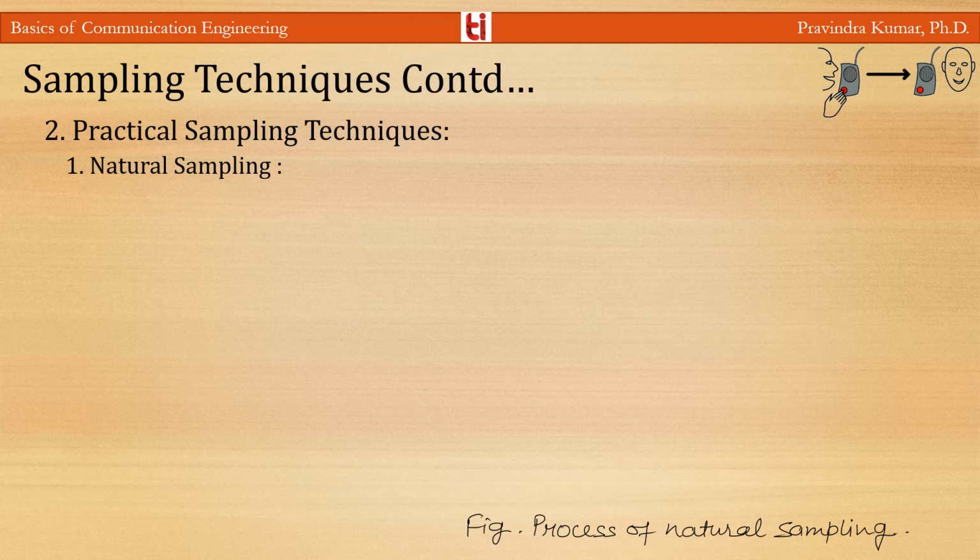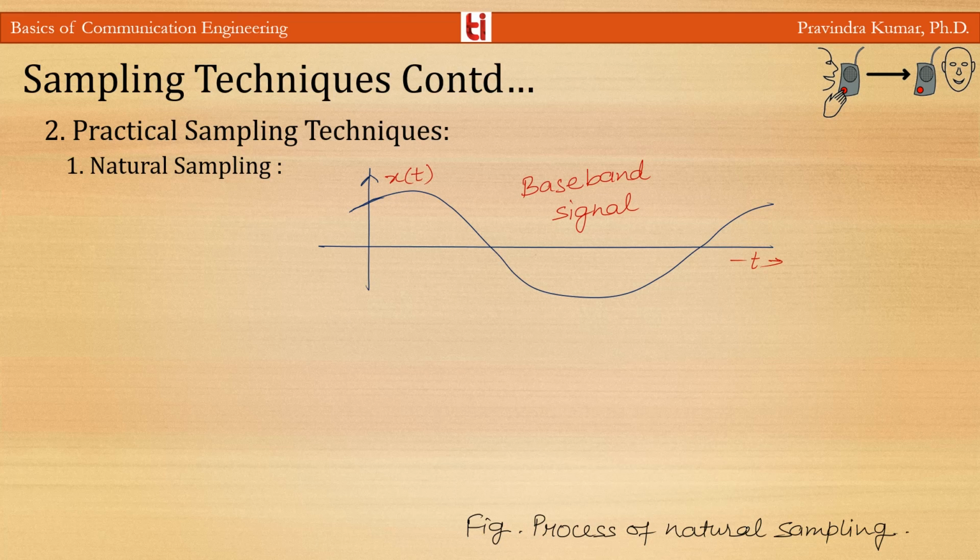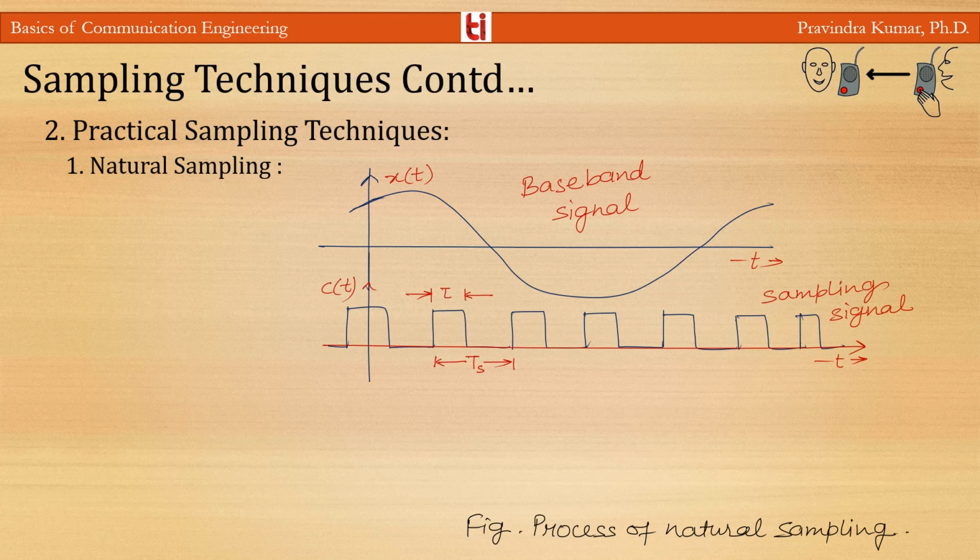This is a more reasonable and practically feasible sampling technique, and you can see the process in this figure. This is the baseband signal x(t), and this is the sampling signal c(t), the waveform of sampling, which consists of a train of pulses, each of duration tau. So the duration of each pulse is tau, and these pulses are separated by the sampling time Ts.